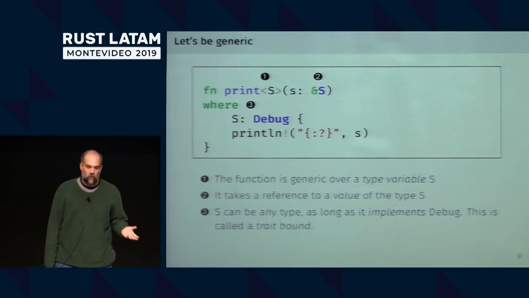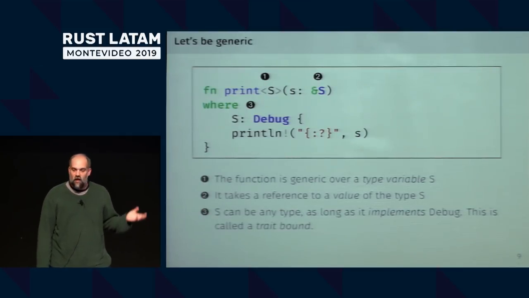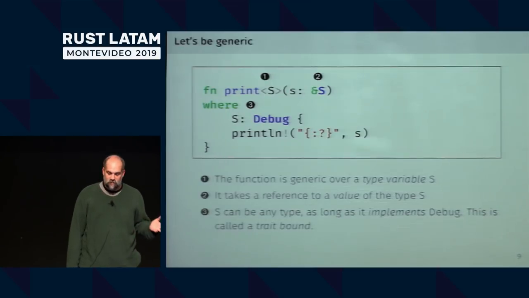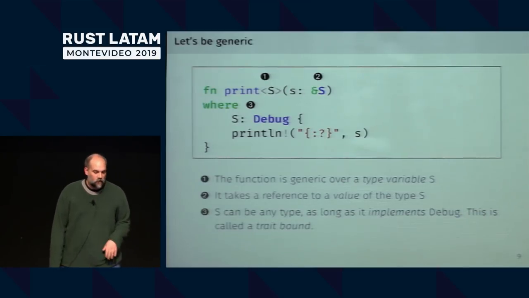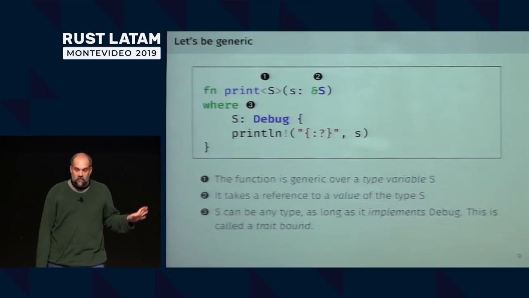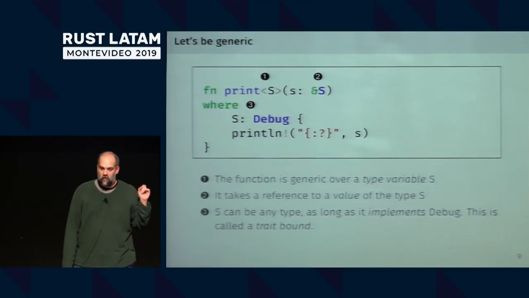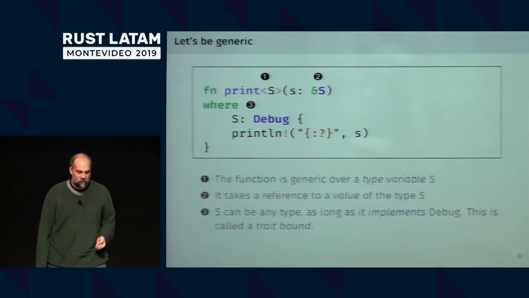That we do using the where clause. So we put there: where S: Debug. The thing under number three is called the trait bound. And the thing under number one is called a type variable.